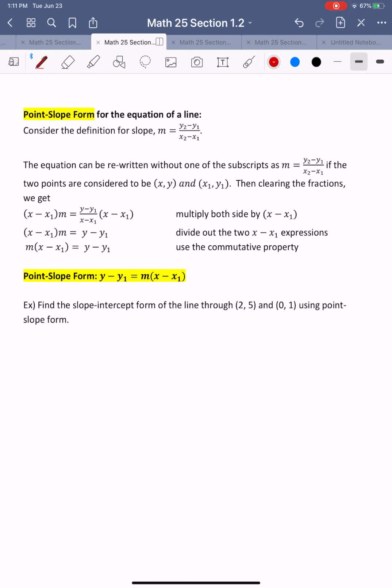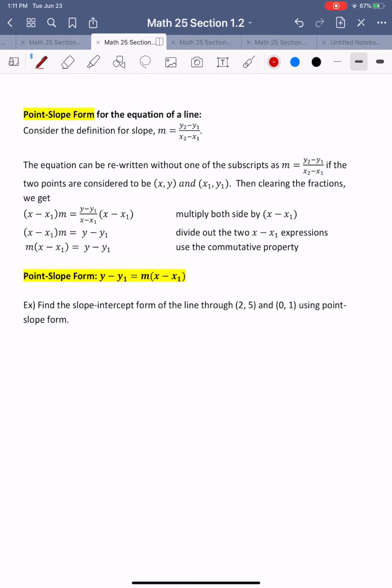So slope intercept form, when we have a slope and y-intercept, which is 0, b, and then we can write out the equation of the line. But what if it's not a y-intercept? What if it's just any point on the line? That means we can use a point slope form.